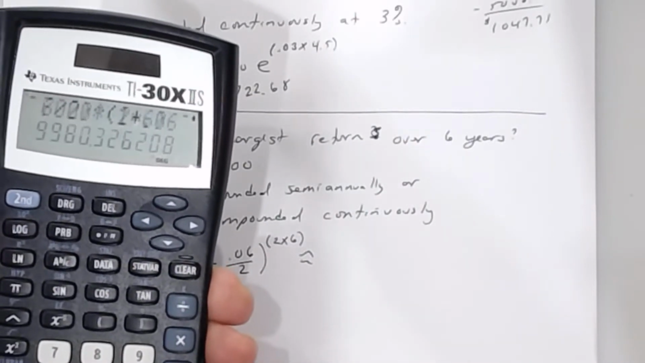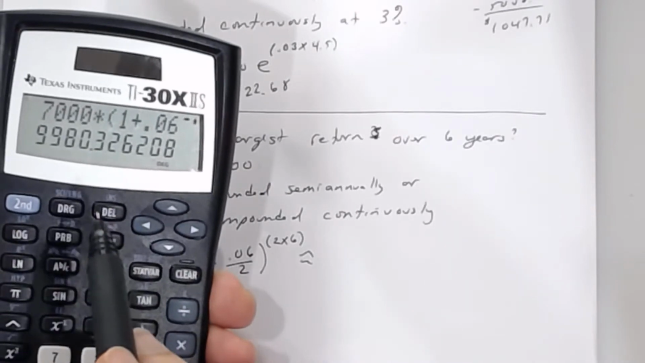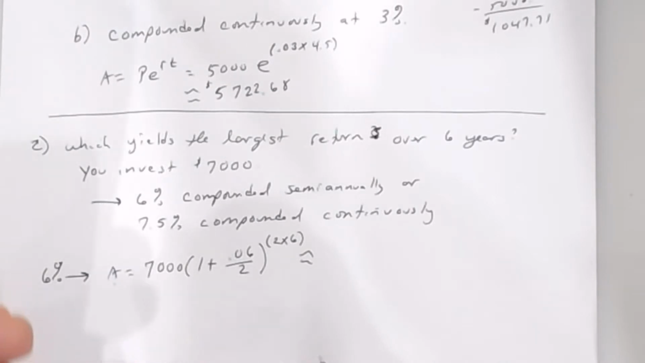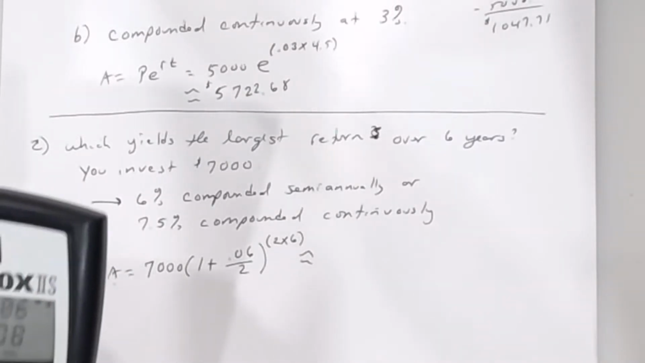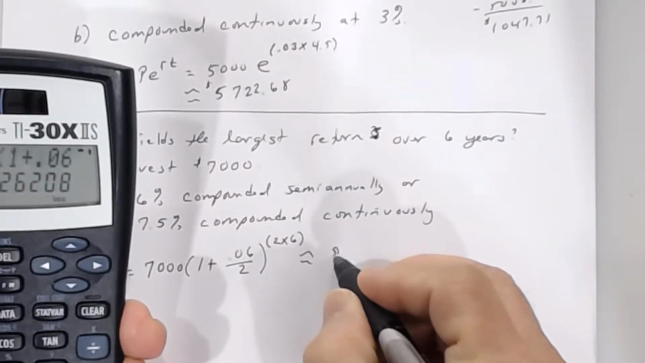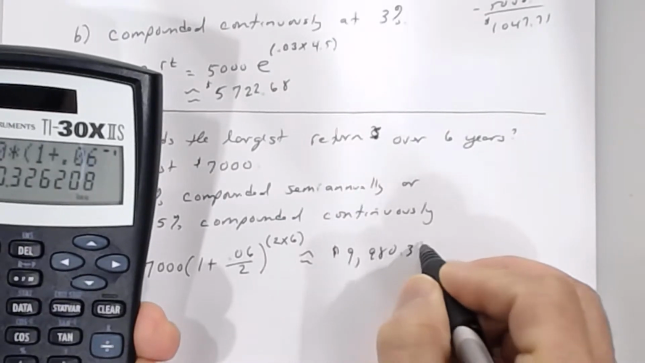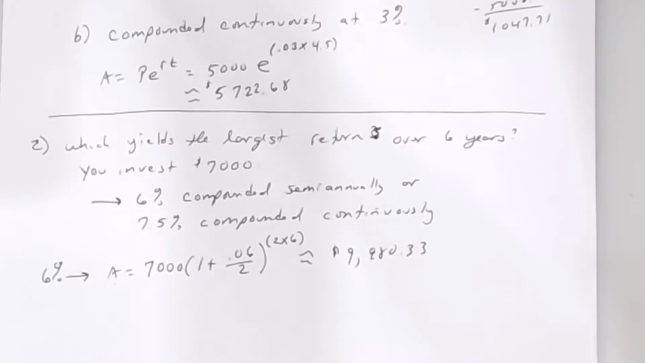And if you're doing this correctly, you should get this. 99,000? That can't be right. I did something wrong. Oh, that's 9,000. I'm sorry. Okay, $9,980.33. Not 32, 33, round to the nearest cent. So make sure that's what you got. So that's how much you earned at the end of 6 years.